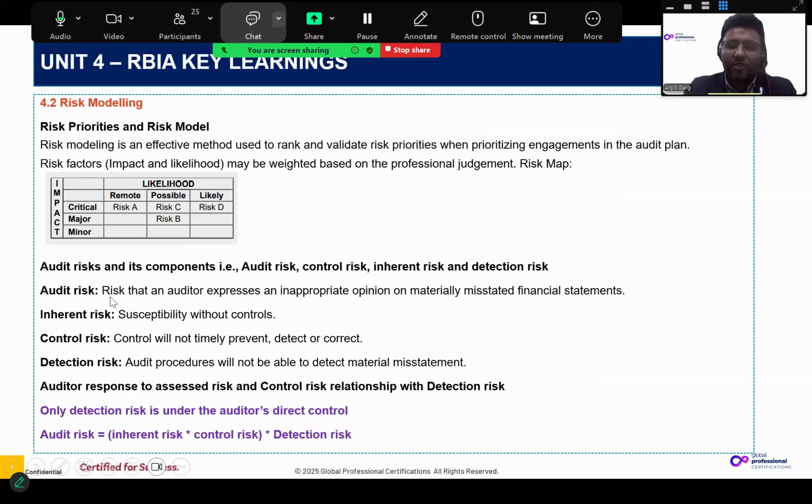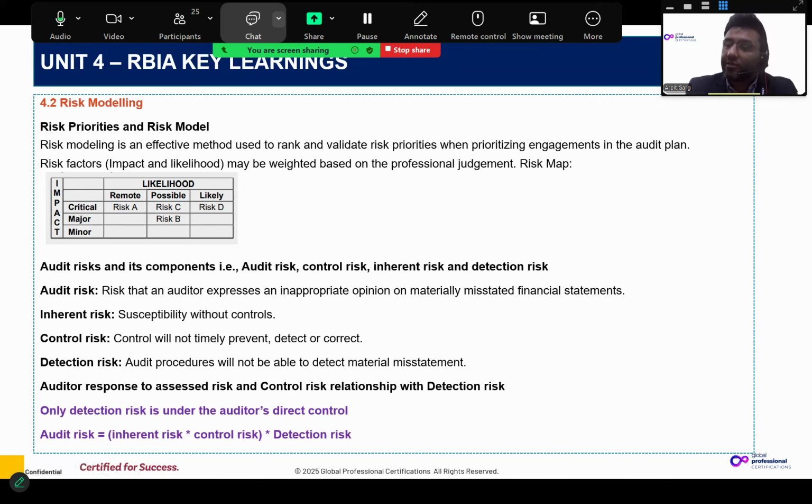What is audit risk? Can you all say that? Risk that an auditor expresses an inappropriate opinion on materially misstated financial statements. People, this wording, materially misstated financial statements, is more for an external auditor, a statutory auditor. For an internal auditor, we can also express an inappropriate opinion on the audits that we do. Not necessarily does it have to be financial statements. It could be an operations audit. It could be a compliance audit in which we can give an inappropriate opinion, right? So we don't have to learn that the inappropriate opinion has to be on materially misstated financial statements.